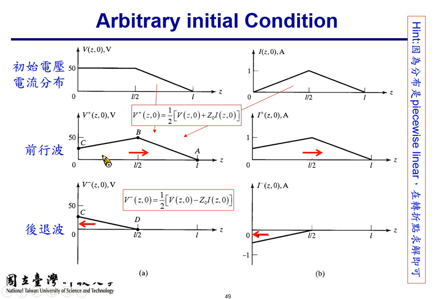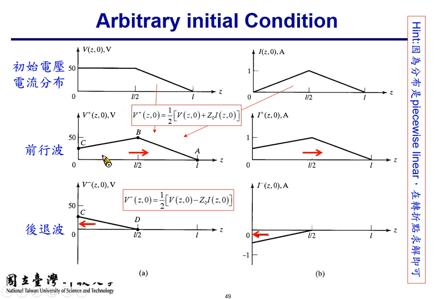What happens at t equal to 0 plus? So what happens if the time progresses a little bit? Well, the V plus signal over here will shift to the right. Everything will shift to the right. However, the very tip at a position Z equal to L, that is marked with A, has no place to go, because the length of the transmission line is L. So what happens with A?